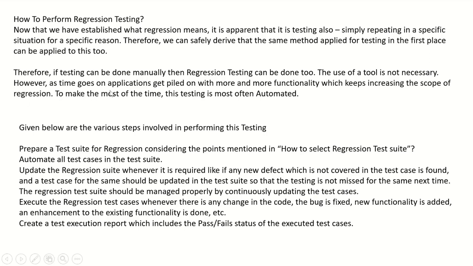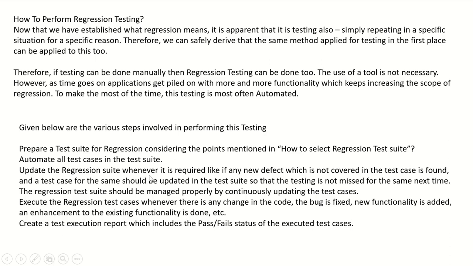However, as time goes on, applications pile on more and more functionalities, which keeps increasing the scope of regression. So to make the most of the time, this testing is often automated. Given below are the various steps involved in performing this testing. First, prepare a test suite for regression considering the points mentioned in how to select a regression suite. Then automate all the test cases in the test suite.